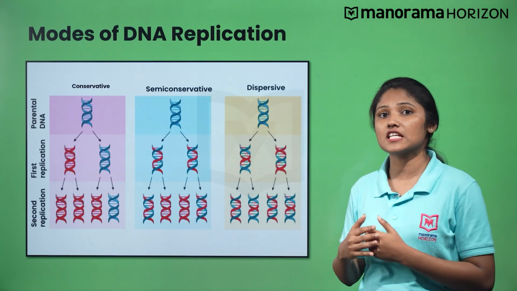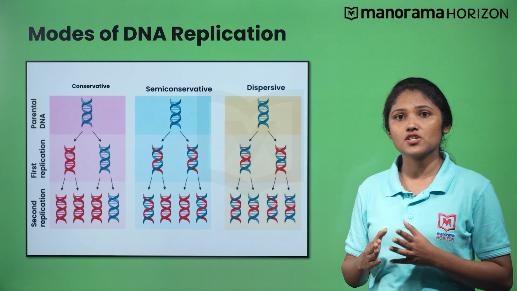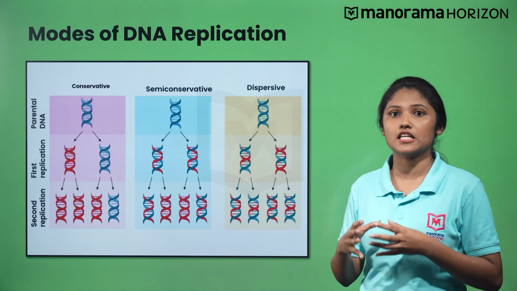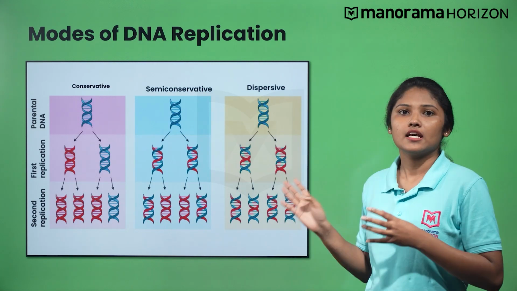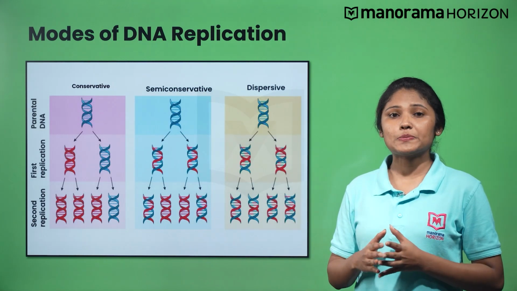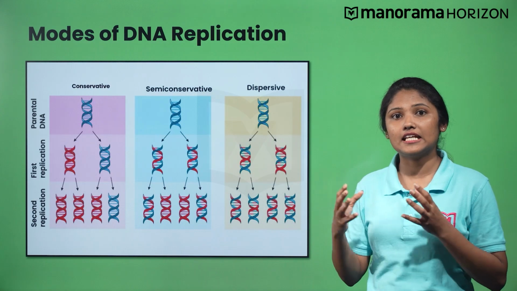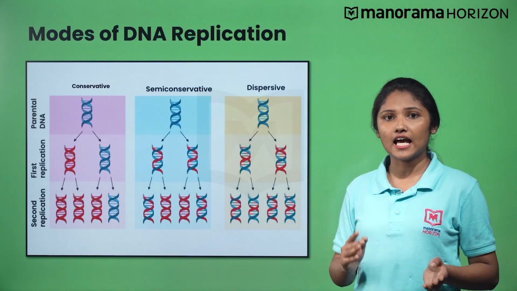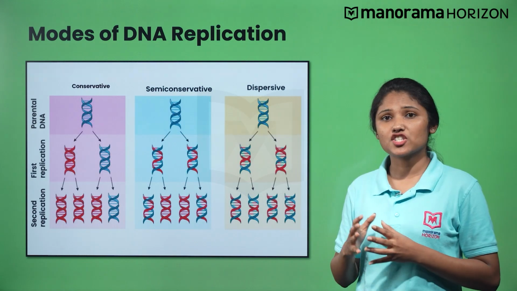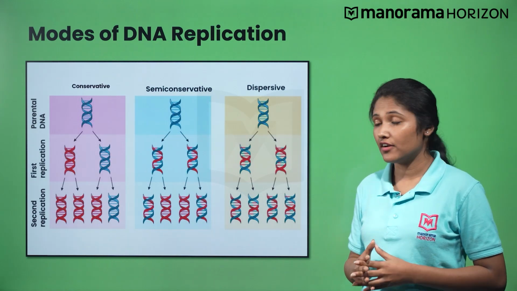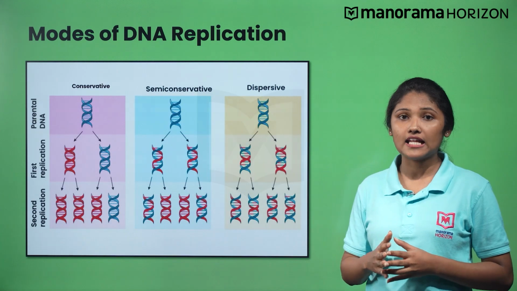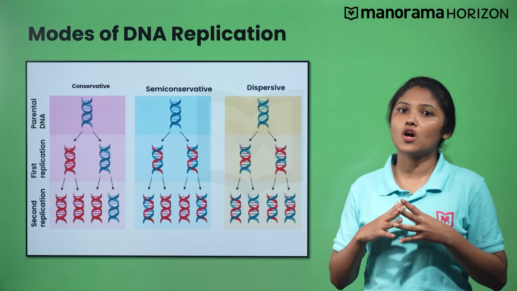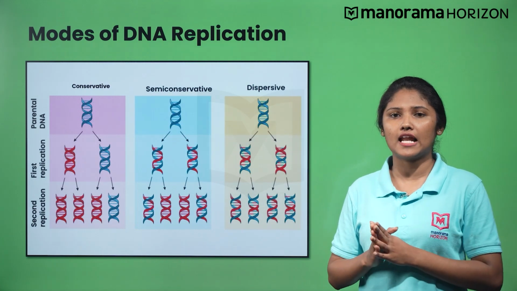According to the dispersive model, the segments of parental and newly formed DNA are interspersed in both strands after replication. The dispersive model predicts the DNA of intermediate density after 1 generation and after 2 generations. Each DNA strand should have 1/4 heavy nitrogen and 3/4 light nitrogen. But the results were not consistent with the dispersive model as well.